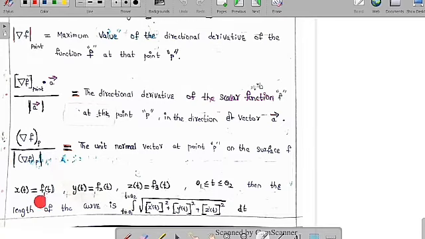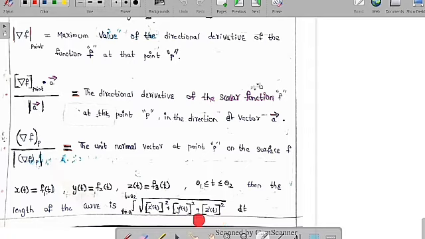Suppose x of t is equal to f1 of t, y of t is equal to f2 of t, and z of t is equal to f3 of t, where t lies between theta 1 and theta 2. Then what is the length of the curve? It is the integration of t from theta 1 to theta 2 of the square root of x dash of t whole square plus y dash of t whole square plus z dash of t whole square, into dt. It is a very important formula.